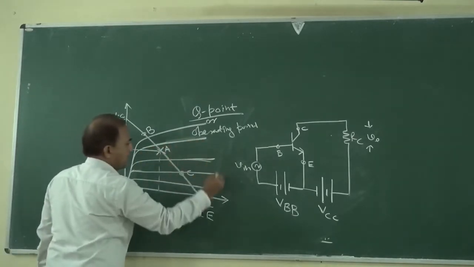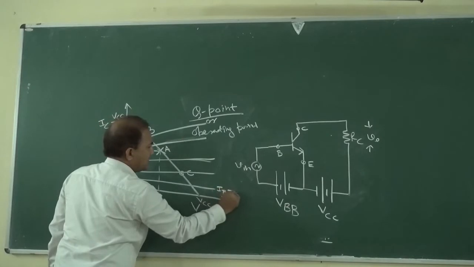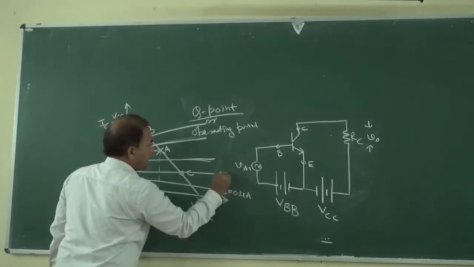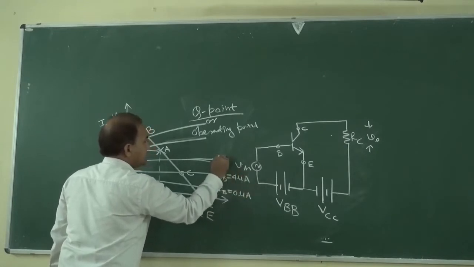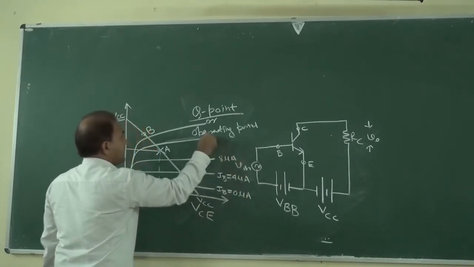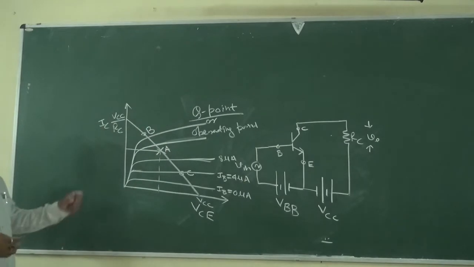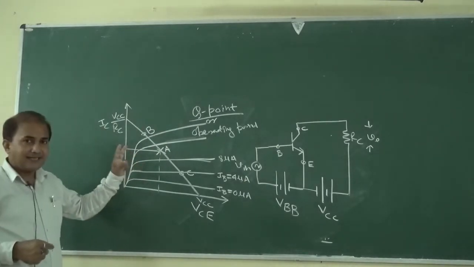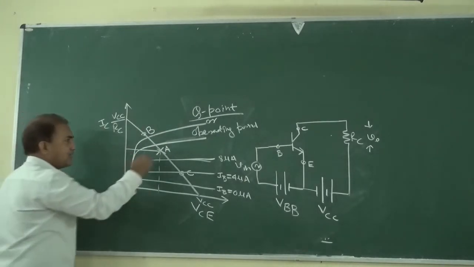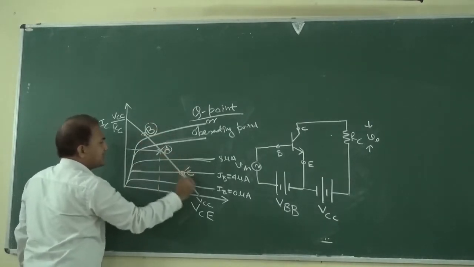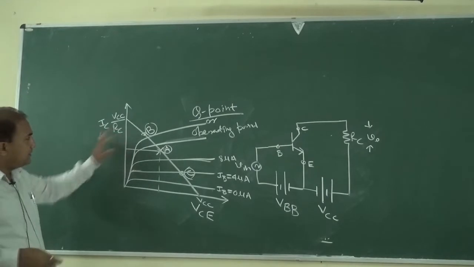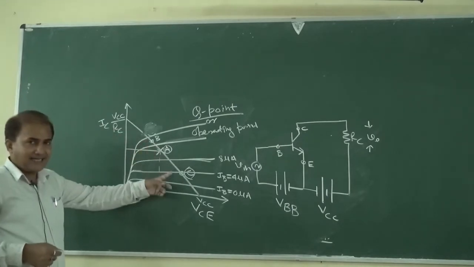Suppose this is IB equal to 0 microampere, IB equal to say 4 microampere, here it is 8 microampere, like this, increasing. Now, suppose there are 3 operating points. We are choosing 3 operating points: A, B, and C.